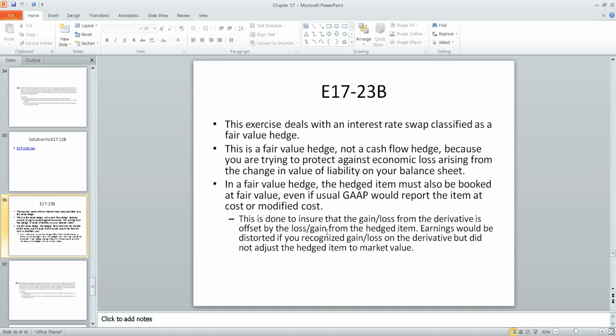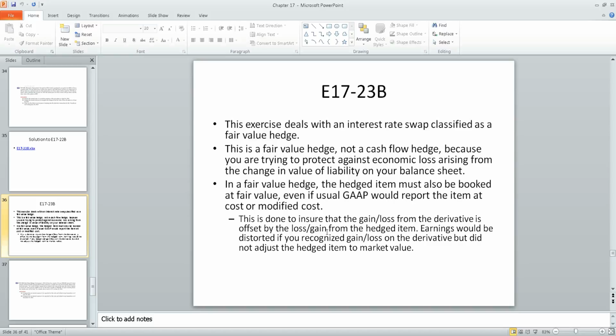In a fair value hedge, the hedged item also has to be booked at fair value, even if usual GAAP would result in that item being reported at cost or modified cost. And this is done to ensure that whatever gain or loss arises from the derivative is offset by a movement in the value of the hedged item in the opposite direction.